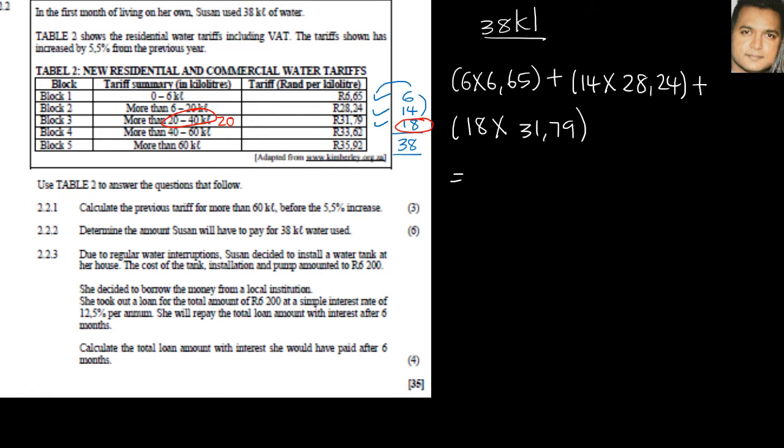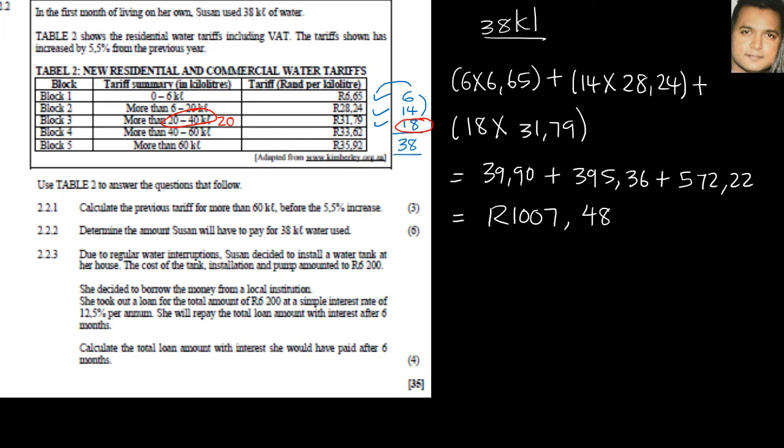So when we add this up, let's simplify it, because in exams it's nice to simplify. The first bracket would give us 39 rand and 90 cents. The second bracket would give us 395 rand and 36 cents, and the third bracket would give us an amount of 572.22. So adding up all of this, we get an amount altogether of 1007 rand and 48 cents. So this is our amount for 38 kiloliters.